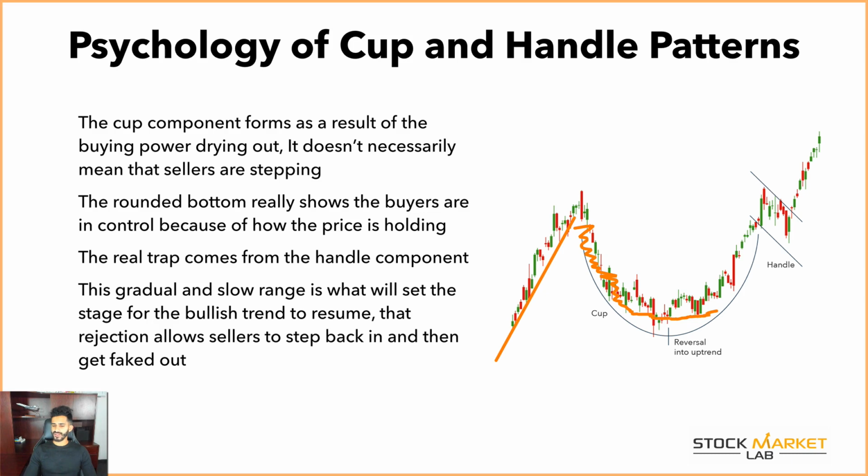Now what you have to understand is sometimes when the buying pressure dries out, for a stock to go down, selling pressure has to step in or buyers get weak. In this situation, people are just not interested in buying. Neither are people interested in aggressively selling, which is why the stock tends to hold its price. So the buying power starts drying out. It doesn't necessarily mean that sellers are aggressively stepping in.